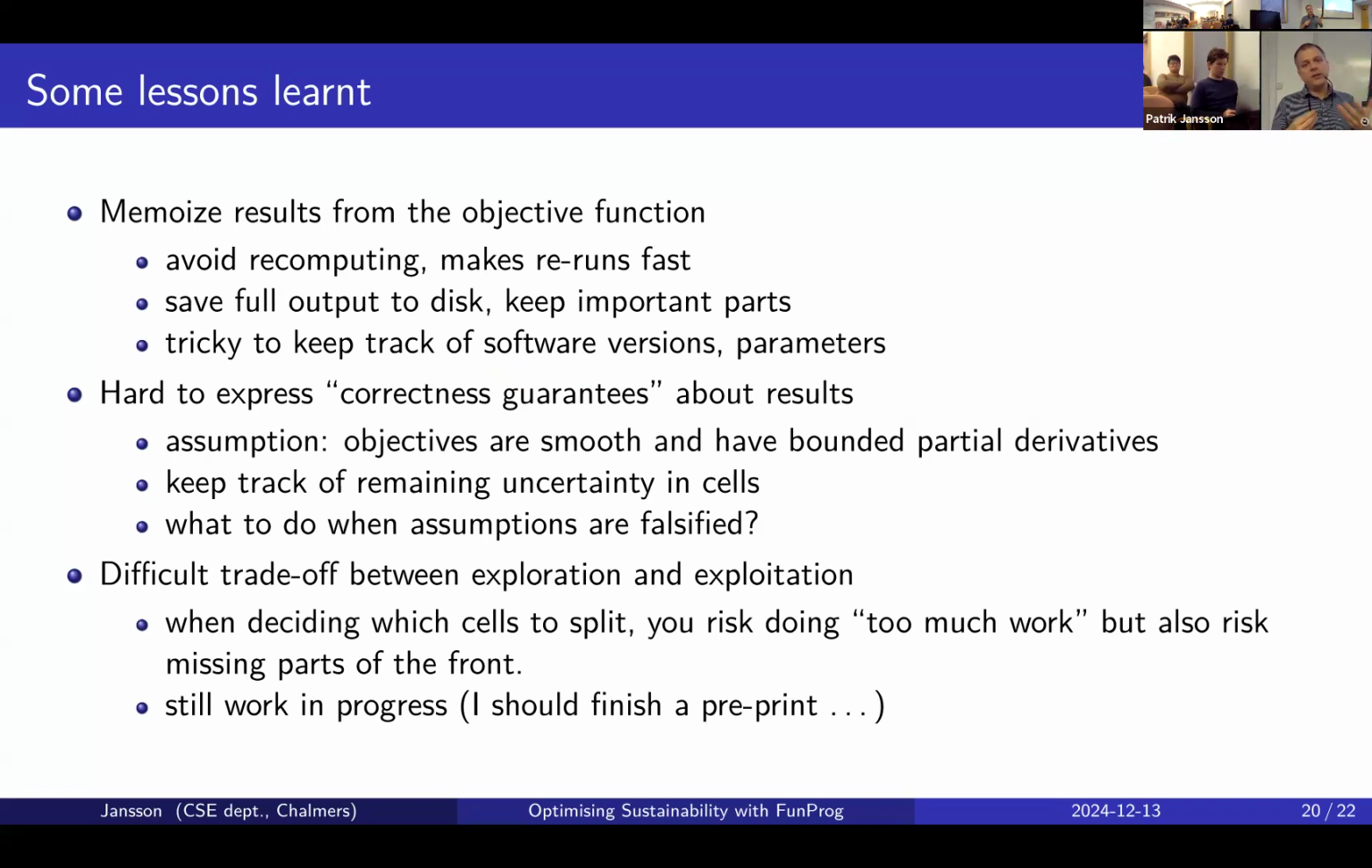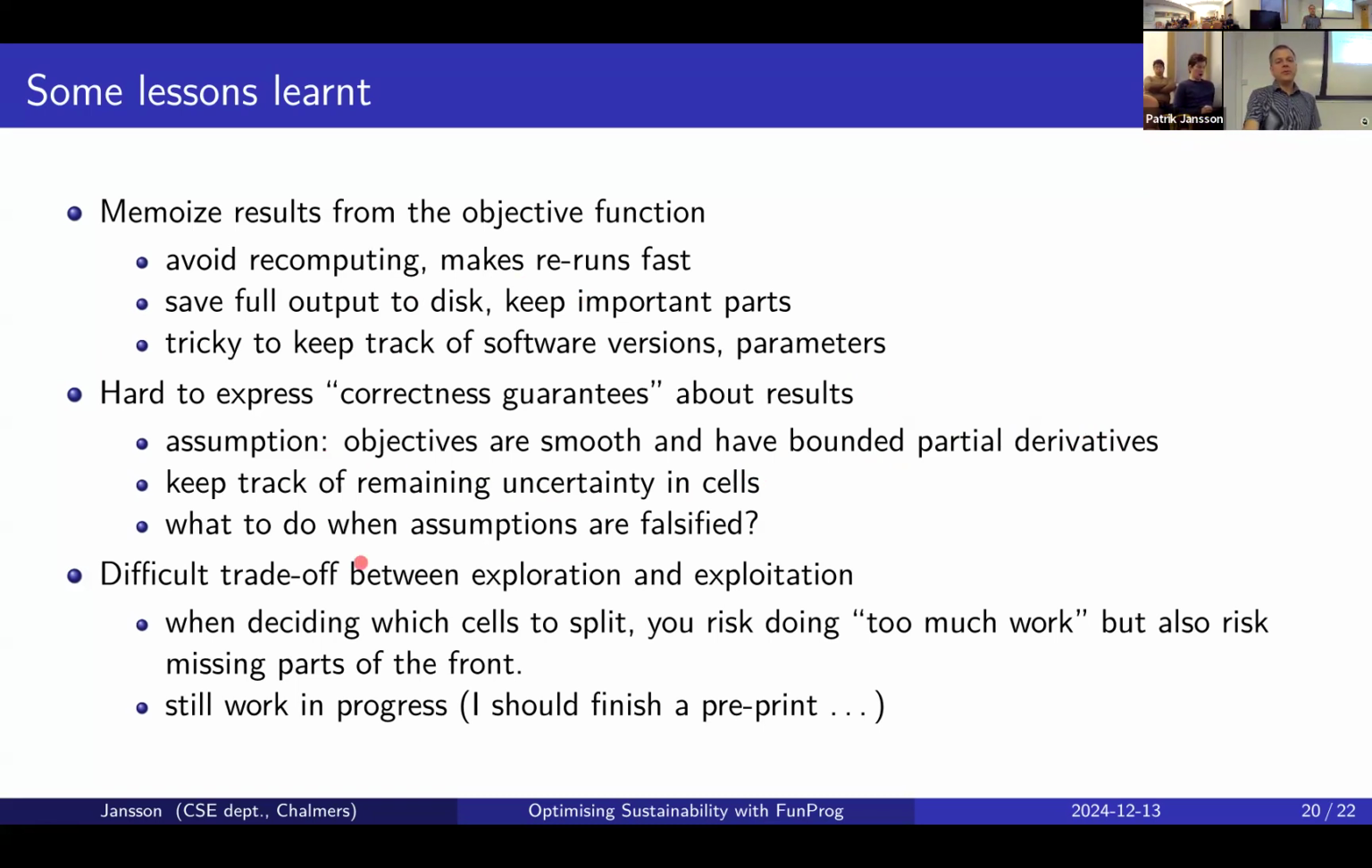And now when we did it our own way with the adaptive refinement, we wanted to keep track of the errors. So basically, we asked the user for the bounds on the partial derivatives of the objective function. And then that means that in each rectangle, we know the uncertainty left. We have an uncertainty budget that shrinks down.